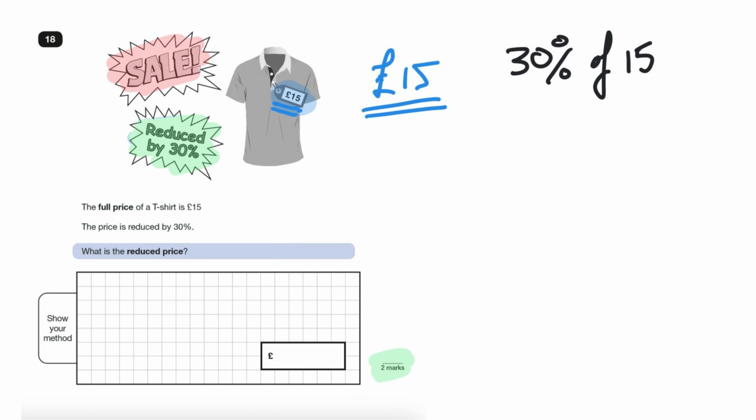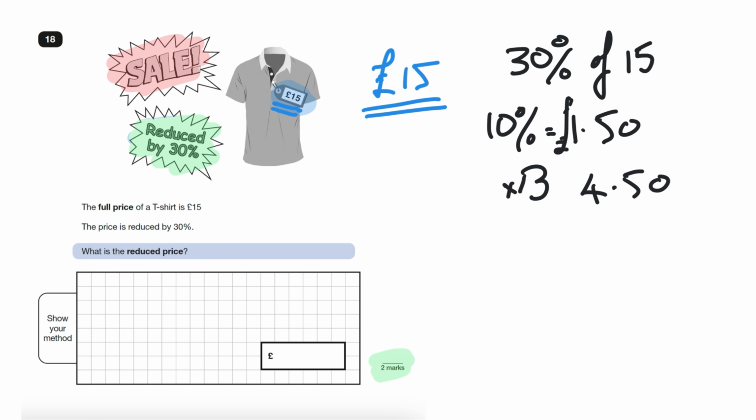£15. Now again, if we can do percentages and 10%, then I would just know that 10% is going to be equal to £1.50, isn't it? Okay, so 3 lots of that, 30%, £1.50 times 3 is going to be £4.50. All right, so we should have been able to get 30% very, very quickly by just finding 10% of £15, which is £1.50, and then adding 3 of those together to get £4.50. So now we know that 30% is equal to £4.50.